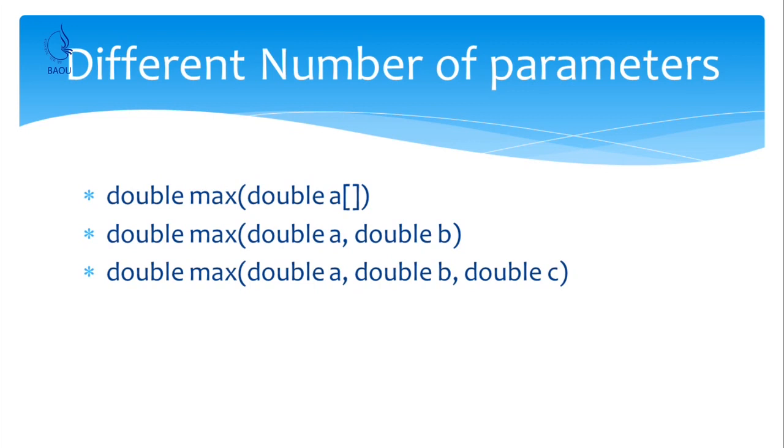The first case is where the method has a different number of parameters. Here on screen you can see we have three methods. The first method is a max method with a double array as a parameter. It finds the maximum of the array elements provided as the parameter, so it takes only one argument.